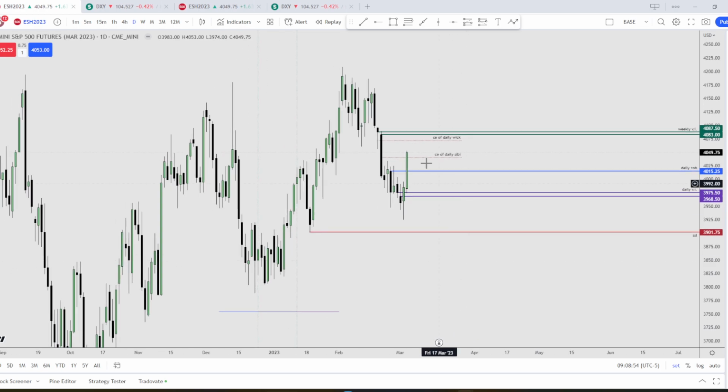And my forecast for next week, I'm repeating it right now. So two levels I'm looking at: consequent encroachment of this week right here, and the weekly volume imbalance, possibly even the daily volume imbalance right here, because for volume imbalances they tend to fill up and go beyond that, right?